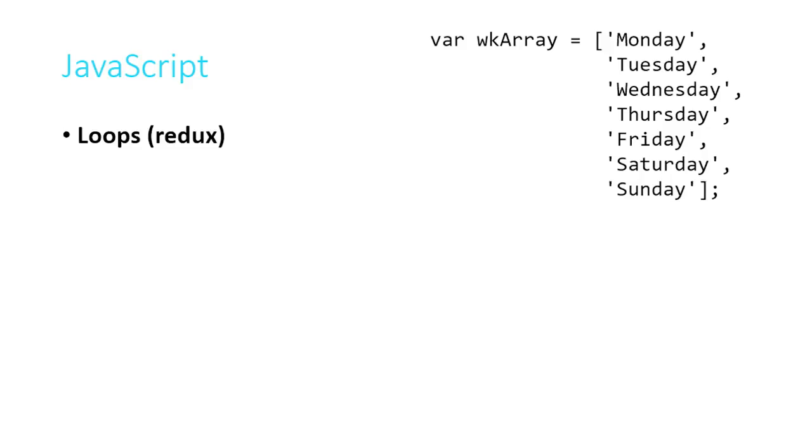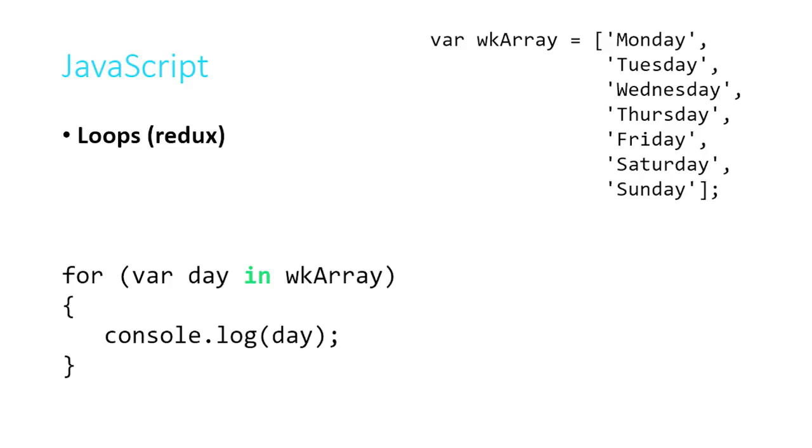Here's an example of an array where we're going to use these two different types of loop. So we have here a week array that has 7 elements in it: Monday, Tuesday, Wednesday, Thursday, Friday, Saturday, Sunday. And I want to use a for var day in week array. So I want to use a for in loop, and I want to console.log. Console.log is sort of the JavaScript equivalent of printf. You can access it using developer tools in most modern browsers.